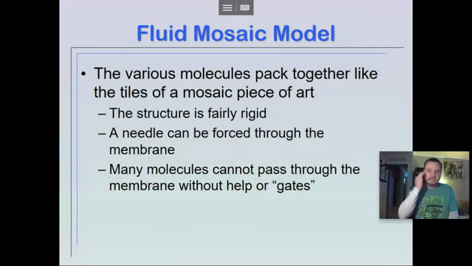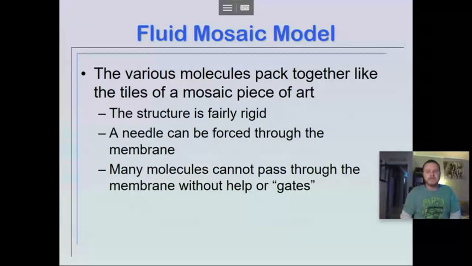So, again, the fluid mosaic model just simply says you've got various molecules that pack together like the tiles of a mosaic. It's a pretty rigid structure. Now, we can force a needle through if we're trying to fertilize, for example, an egg cell in an in vitro type of situation. We can actually pierce the egg cell and inject the male nuclear or the male genetic material into that cell. And when you withdraw the needle, the membrane will actually self-seal and form back up.